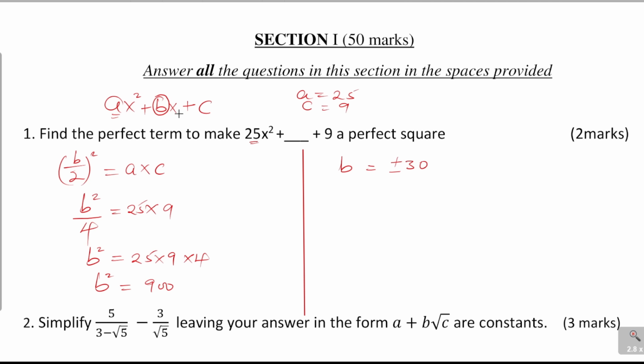Remember, we are looking for the coefficient of x. The coefficient of x is what you are looking for. And the term that you're supposed to add in order to make this a perfect square can either be positive or negative 30x. That is what we need to put here. Positive or negative 30x. So that is the term that we need to find. That is how you're supposed to find that.